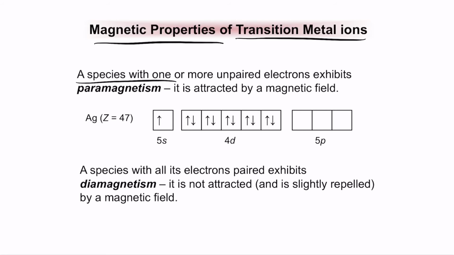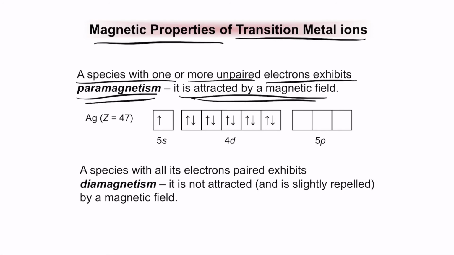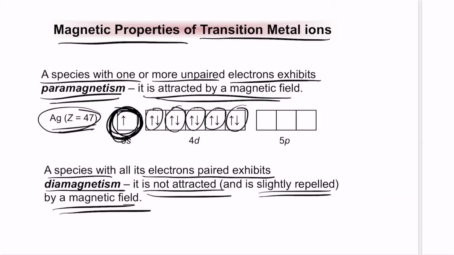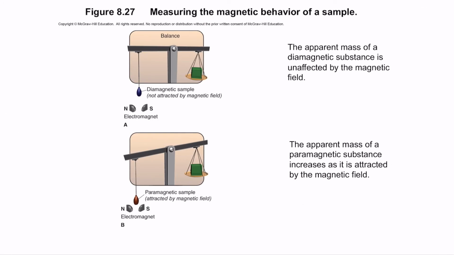A species that contains one or more unpaired electrons can exhibit paramagnetism, which means it can be attracted by a magnetic field. When you take silver, silver has one lone electron and 5 different filled pairs. Because of the presence of this lone electron, silver is slightly magnetic. And when you have a species with all of its electrons paired, that is called diamagnetism. It is generally not attracted, and sometimes slightly repelled, by a magnetic field. So these are some different kinds of metals that you will generally see.